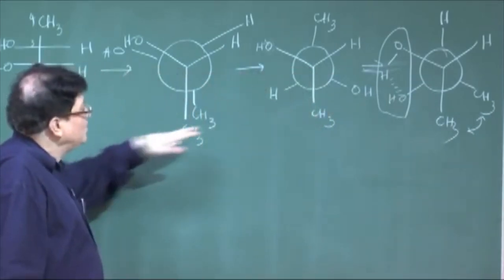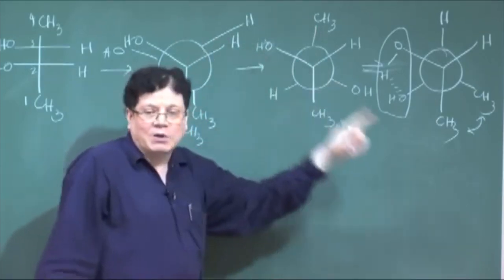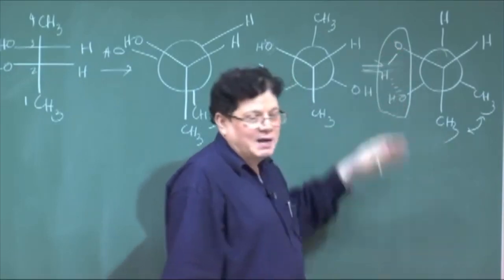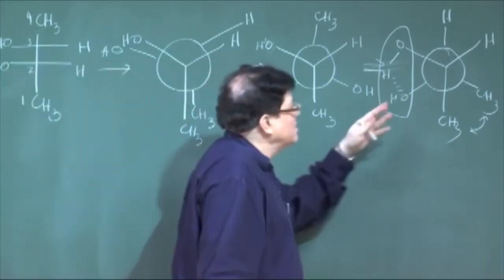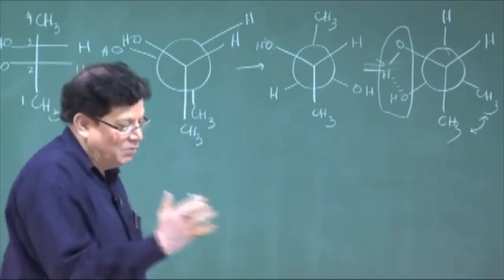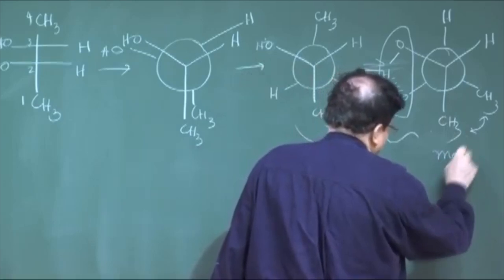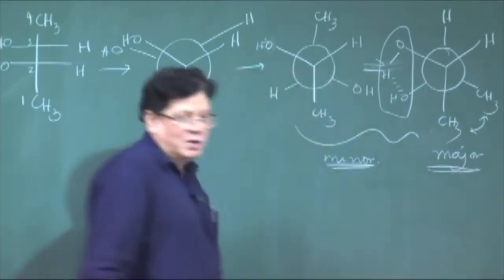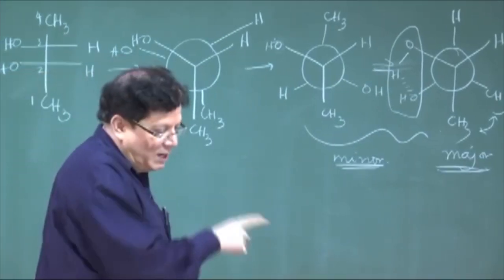So the question is, which one is more stable? Here the methyl-methyl is anti, there is no gauche-butane interaction, but it cannot form a hydrogen bond. Here the methyl-methyl has gauche-butane interaction, but it can have the hydrogen bond scenario. This is a very interesting case. So which one predominates? Actually, hydrogen bond predominates over the methyl-methyl gauche-butane interactions. If you study the conformation and detect the presence of these two, you will see that this will be the major form and this will be the minor form, because intramolecular hydrogen bond is the more stabilizing factor over the gauche-butane interaction. That is why I brought this case here.